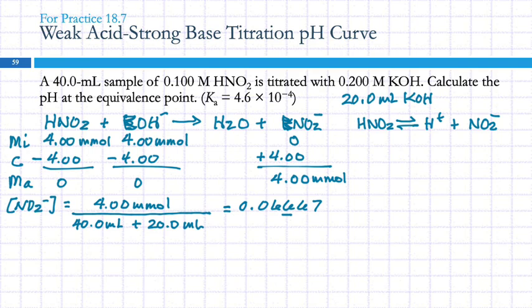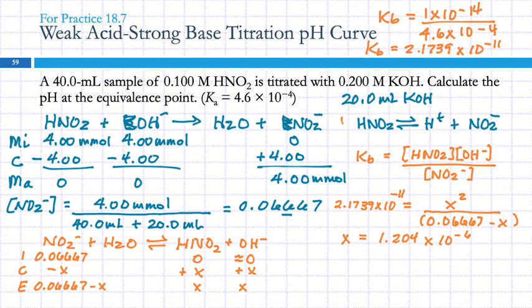Now what do we do? Ice, ice, baby. In these pH curve calculations, the only time you're not going to have an ice table for weak acids is in that buffer region. You'll need one for the initial pH, you'll need one at equivalence, you'll need one after the equivalence point. So we need an ice table.